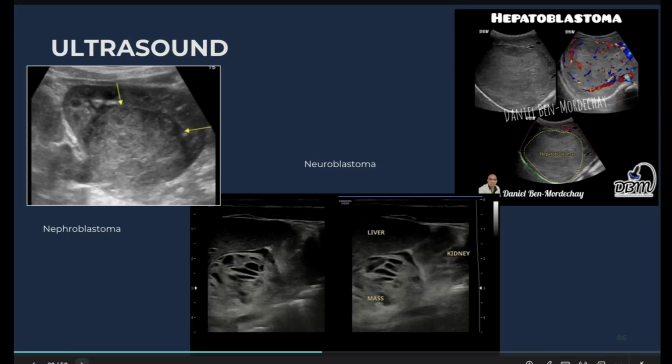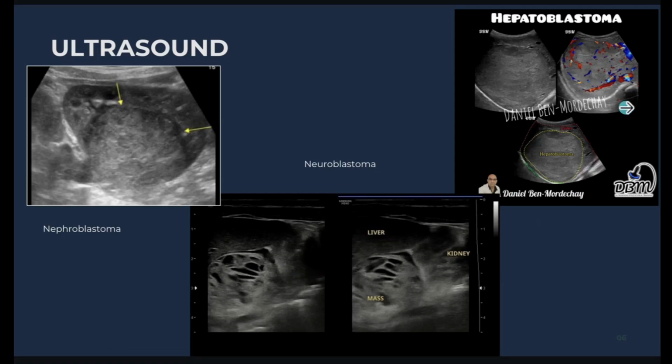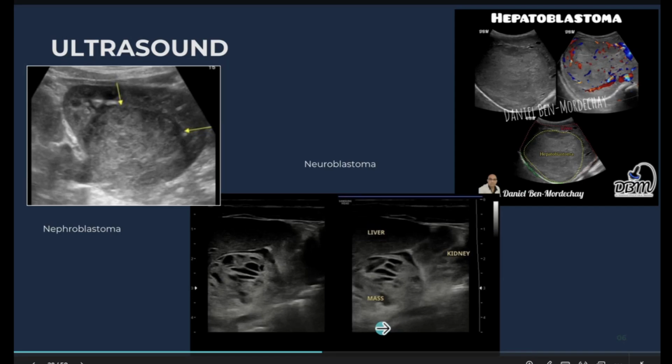So ultrasound is the correct imaging. And here we've just put in a few images of different things that you could find. So you could find a nephroblastoma. You can see the yellow arrows pointing there. And you could also see a hepatoblastoma, which is quite big. And then if you put on the ultrasound to see the flow as well, then you can see that it's vascular. And then a neuroblastoma as well, which I think is quite subtle. But yes, so the mass would be around here.